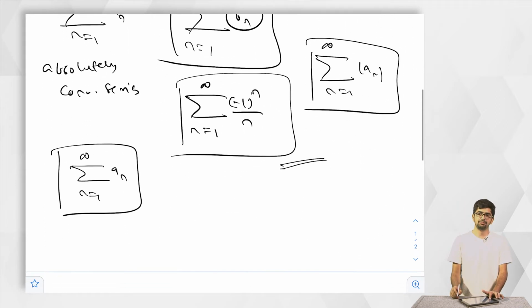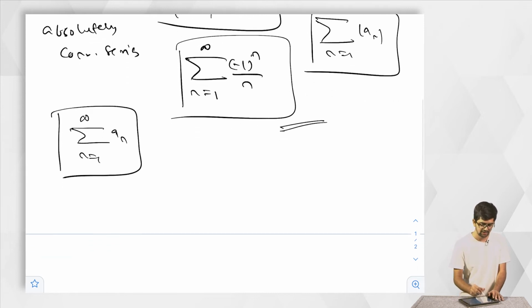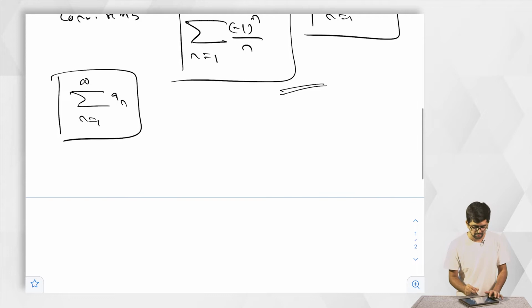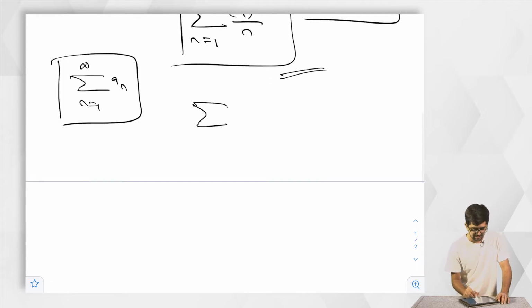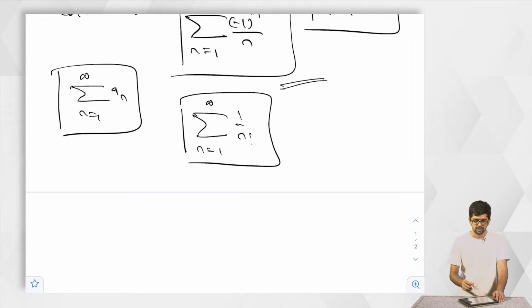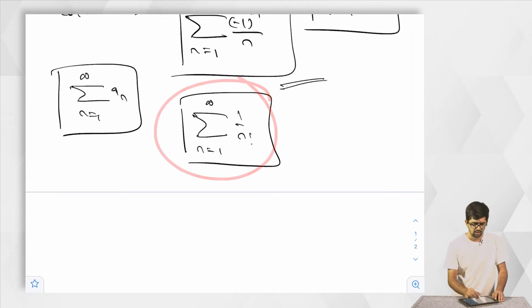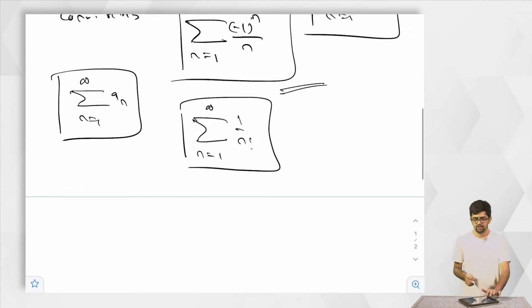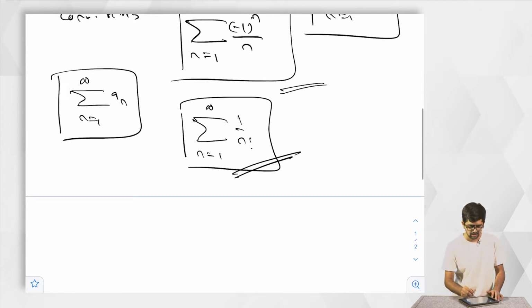Now we will take one more example of a series where a_n goes to 0. One such series is summation 1 by n factorial, n equal to 1 to infinity. Let us check if this is convergent or not. Now we will use the same idea that I mentioned before. This series, summation 1 by n factorial, is a series of non-negative terms. So it is sufficient to know that the sequence of partial sums is bounded above.